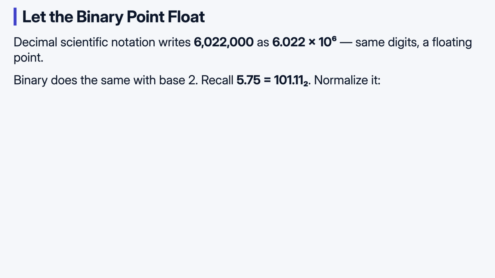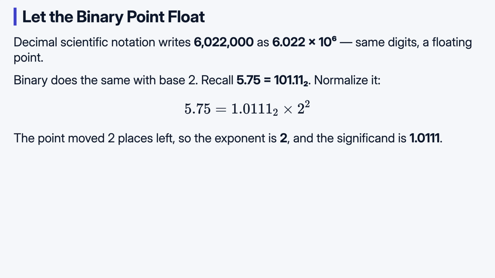Remember from the last section that 5.75 is 101.11 in binary. Normalize it by moving the binary point so a single one sits to the left of it. The point moves 2 places left, which makes the exponent 2, and the significand becomes 1.0111. The value equals the significand times 2 to the exponent. Floating point hardware stores exactly these pieces.